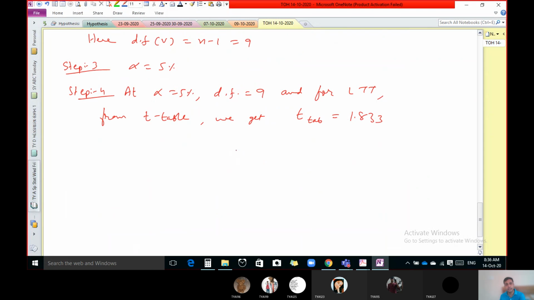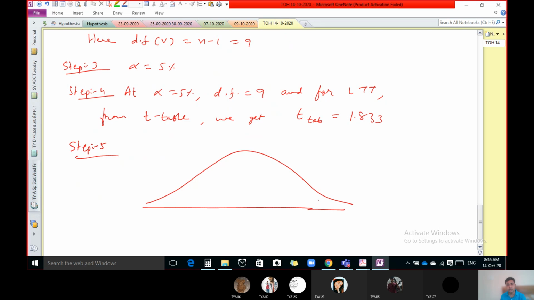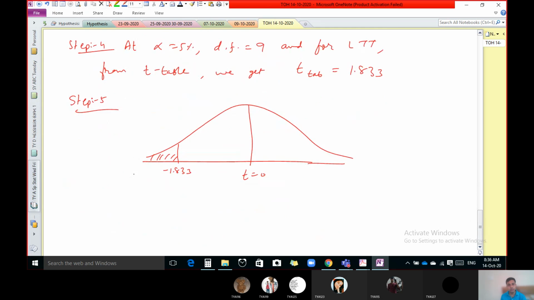And now the last step, step 5. It's a left tail test. So we write t equal to 0, and on the left side we write minus 1.833. This is our rejection area. But my value is minus 3.54, so it should be here. Therefore H0 is rejected. That is, H1 is accepted. That is, mu1 less than mu2 is accepted.